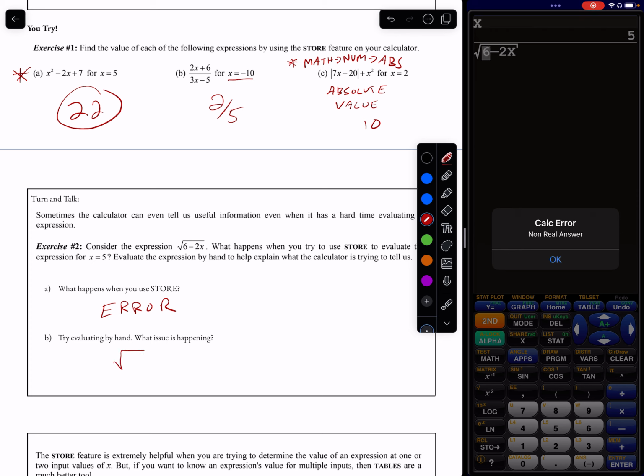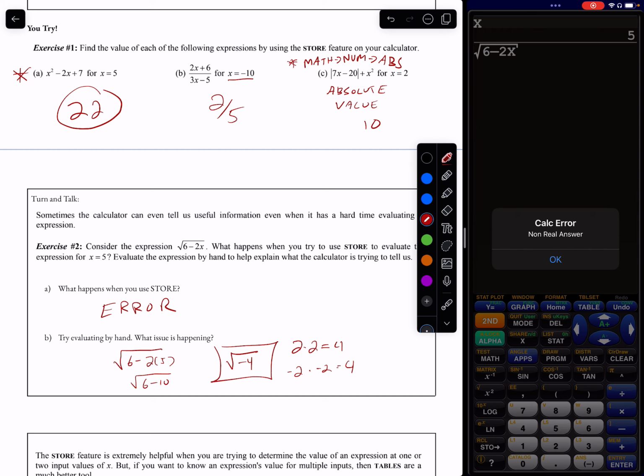So if I take the square root of 6 minus 2x, and x is 5, what's going to happen here is I'm now going to get the square root of 6 minus 10. Then I'm going to get the square root of negative 4. Okay, now 2 times 2 is 4, and negative 2 times negative 2 is also positive 4. So there's no way we can get negative 4 as an answer. So we have a non-real solution.